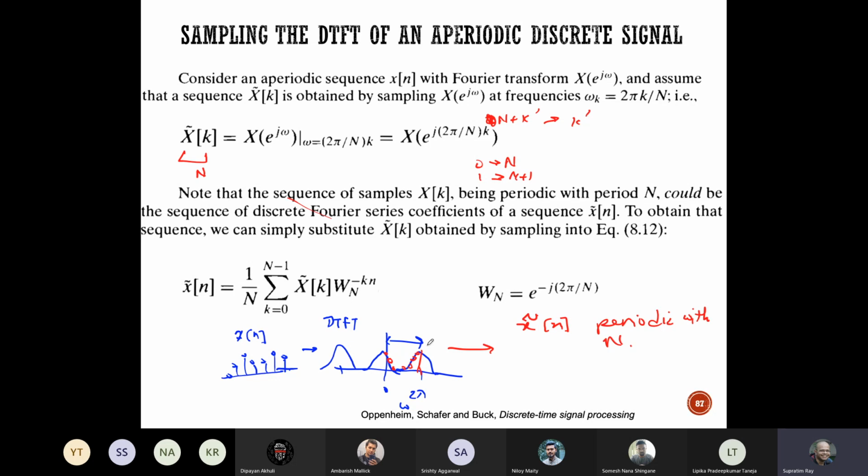Okay, so this is a question that I'm asking, and the answer that I will reach is that this signal is just the original signal with an infinite number of the same signal repeating after every n. Okay, so if I show that, then I'm done. So that's the proof that I'm going to show now.